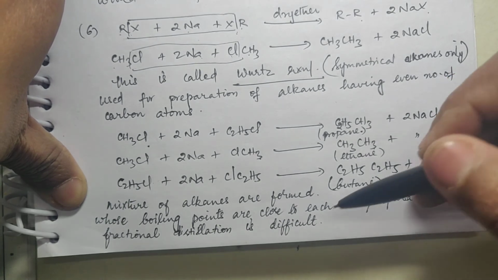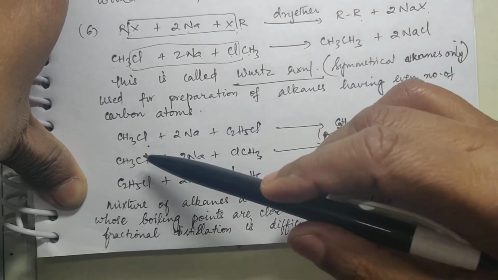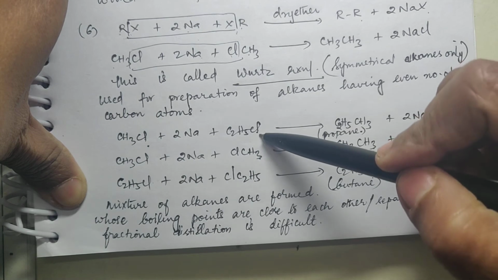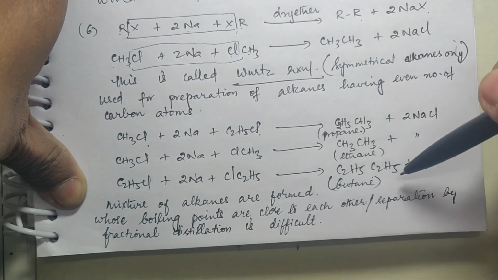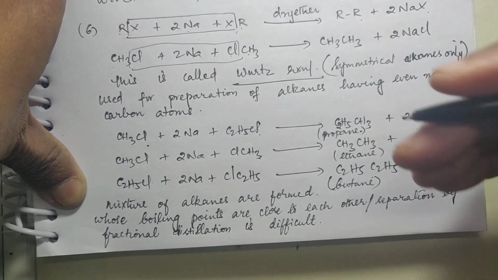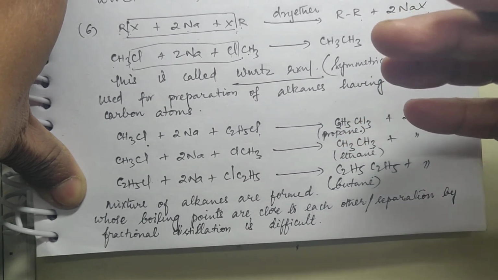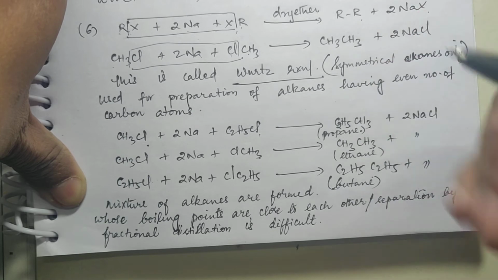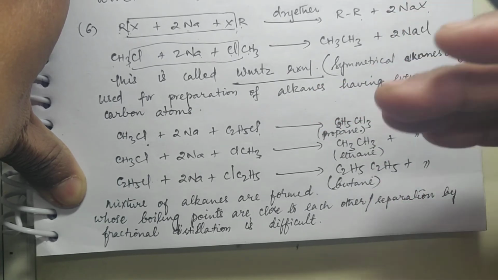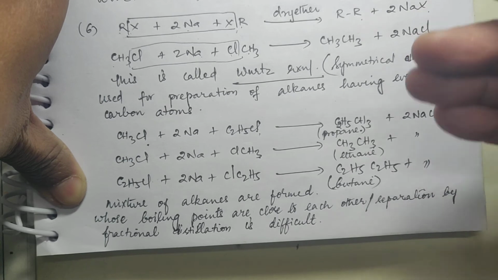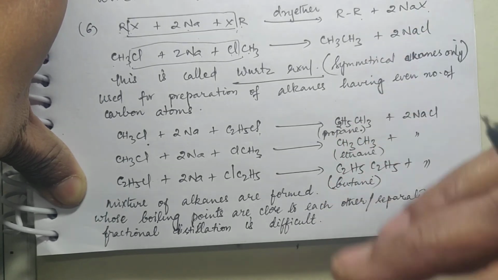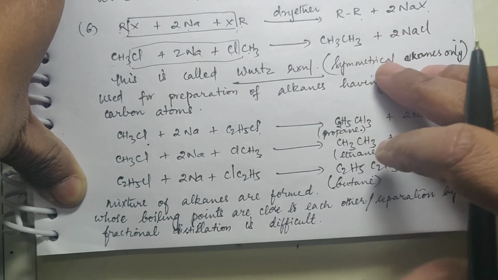Or you can say this method, if you are using two different alkyl halides, then the method will not give you the product with maximum efficiency. That is, you will not get maximum product of one kind. It will give you more than one product. Then you will have to separate it. Is that clear? So the desired product will not be obtained in full, 100%.